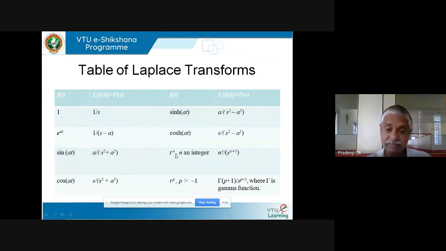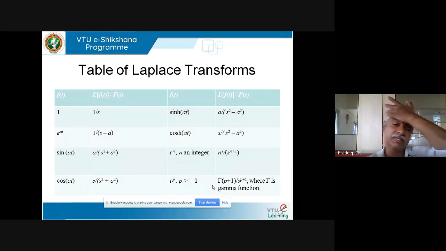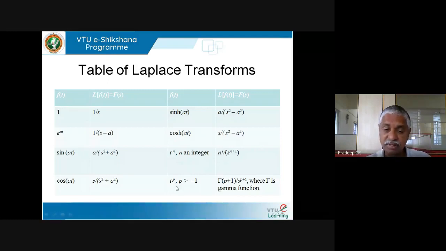And we also did polynomials, at least monomials. We saw t^n, where n is an integer. The Laplace transform is n factorial divided by s^(n+1). There's an extension of this, whose proof I did not do in the class. Anyway, the VTU syllabus doesn't demand that you know this proof, but you should know the result. What is the result? t^p. The difference between these two is that here n is an integer. Here p can be any number, but greater than -1. So p can be, for example, half, root 2, -0.3, all these things it can be.